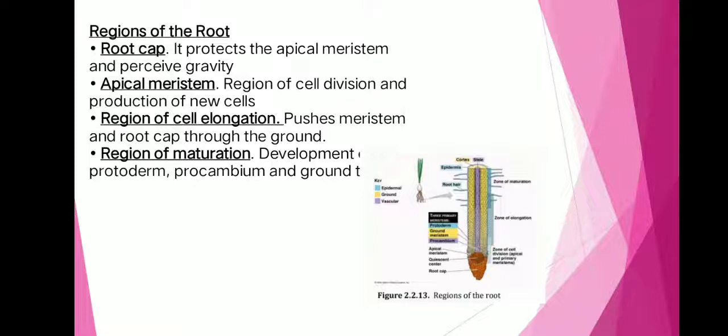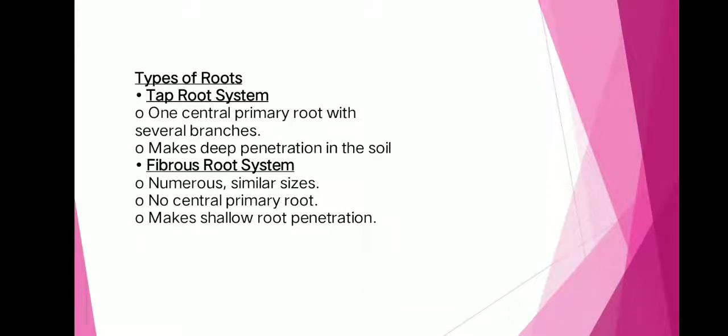Region of maturation, development of protoderm, procambium, and ground tissues, is sometimes also called the region of differentiation or root hair zone. Types of roots. Taproot system. Taproot system is one central primary root with several branches. It makes deep penetration in the soil. Taproot system is a large central and dominant root from which other roots sprout laterally.